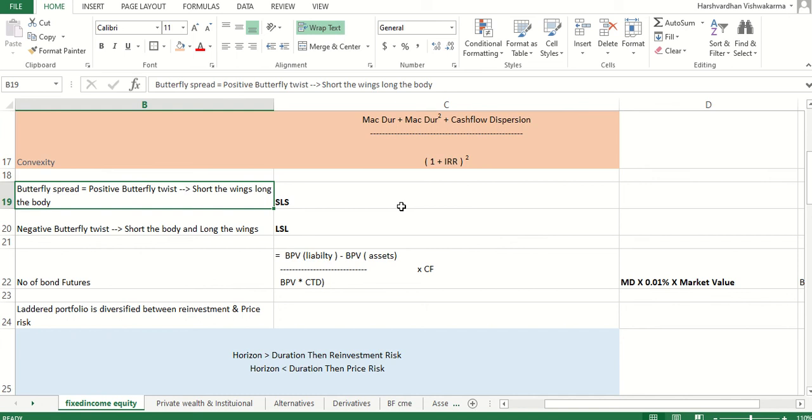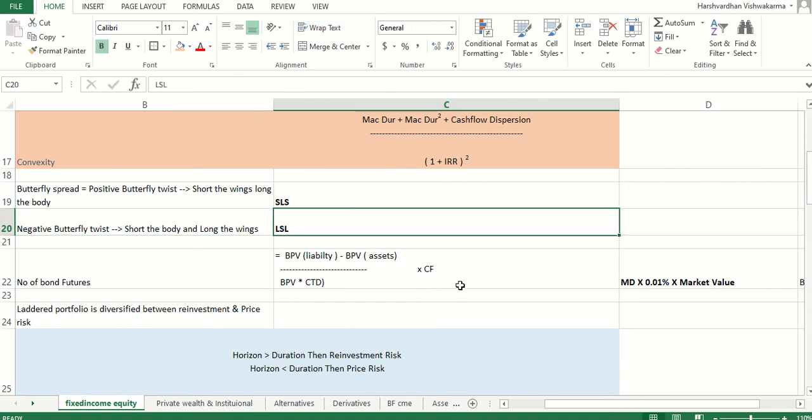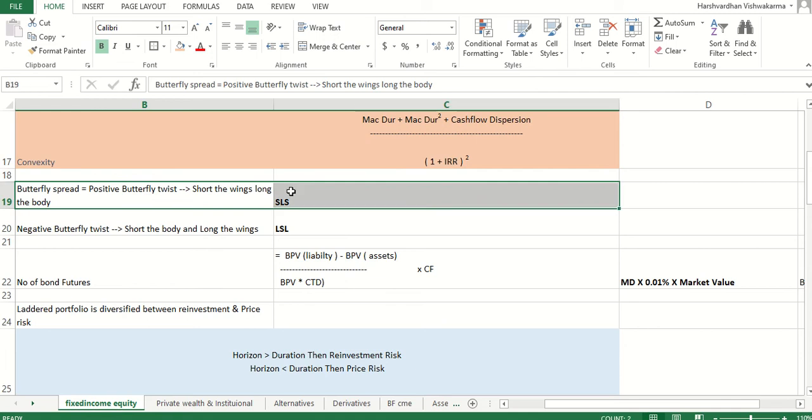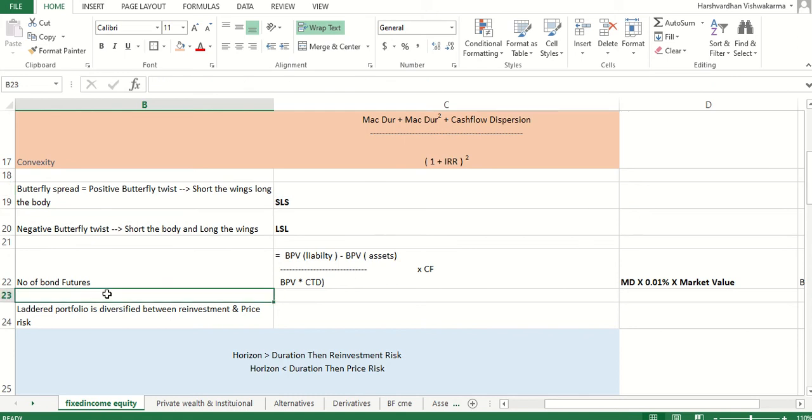So repeating it again, a positive butterfly spread is a negative butterfly twist, SLS. A positive butterfly twist is equal to a negative butterfly spread, which is the LSL. So you can just remember butterfly spread is SLS, and the opposite will automatically come to you, right? Secondly, we move to the number of bond futures.